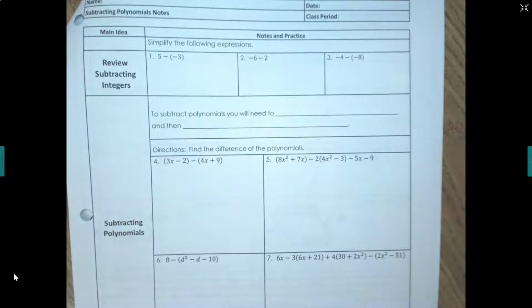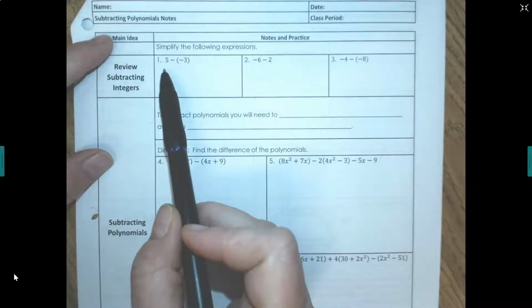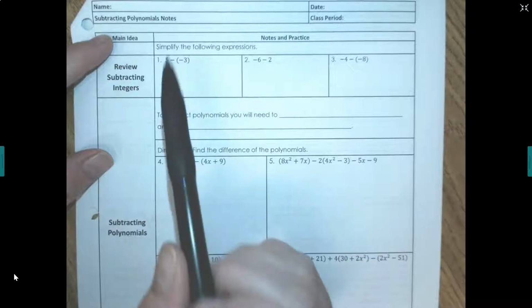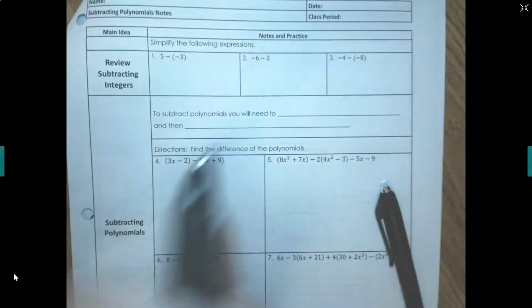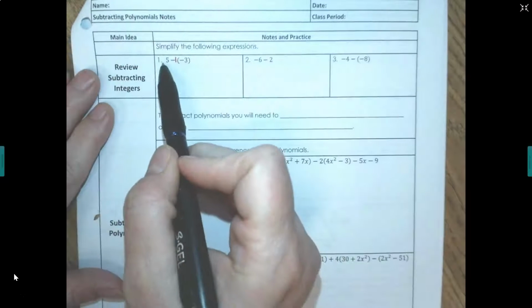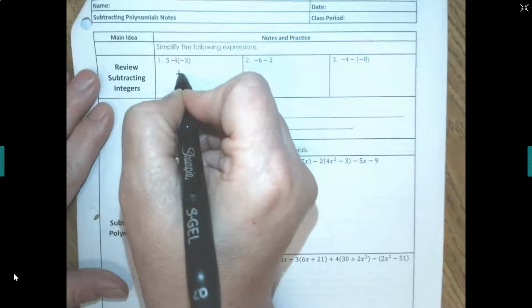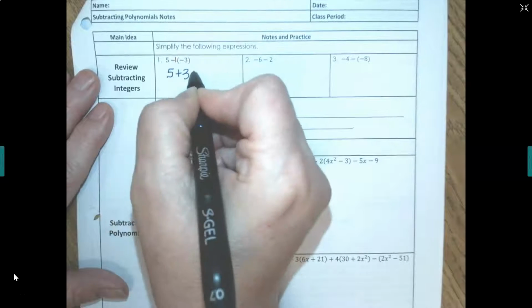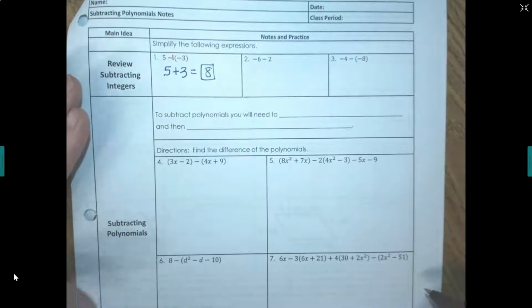All right, so before we begin our notes, I want to remind you of some rules when we're subtracting integers and negative signs. This will become really important as we move forward with subtraction. So our first example here is 5 minus a negative 3. Technically, what you're doing is this is a negative 1 right here. Okay, so you're saying 5 and then negative 1 times negative 3. So you have a negative negative, which makes that a positive 3. What is 5 plus 3? It's 8.